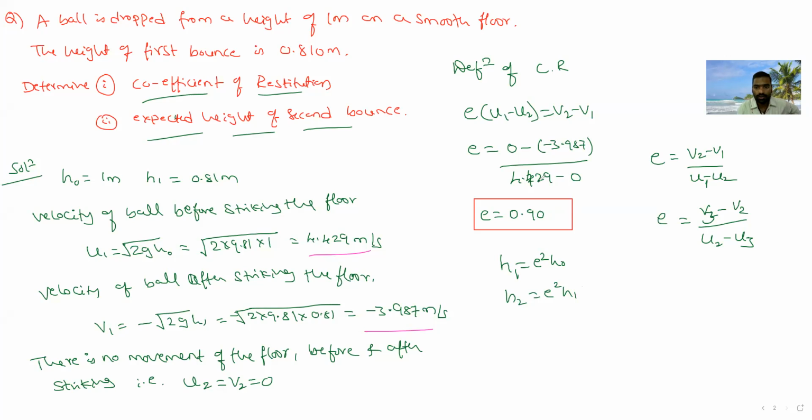Okay. You want H3. H3 is equal to E square into H2. So calculate how much you get. E is equal to 0.9 square into what is H2? H2 is equal to 0.81.